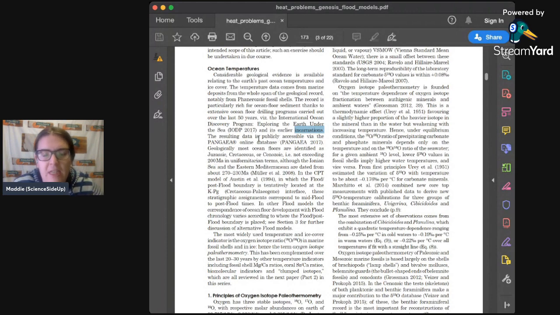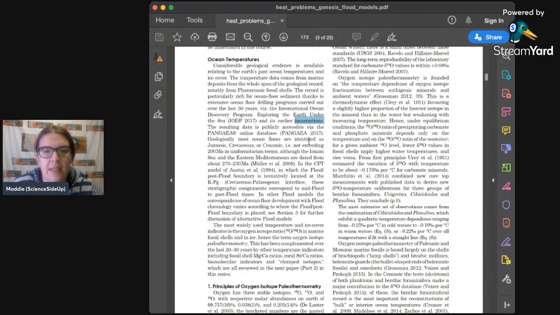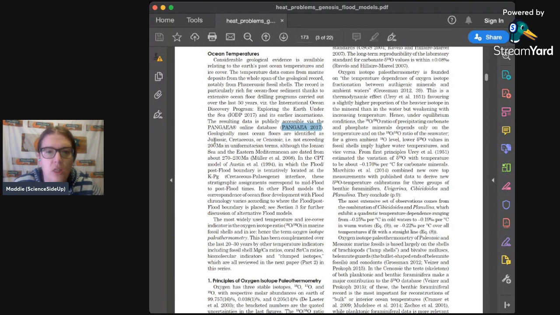"The resulting data is publicly accessible via the Pangea online database." Okay, cool. He did cite, we do have a citation for that. Good. "Geologically, most ocean floors are identified as Jurassic, Cretaceous, or Cenozoic, i.e., not exceeding 200 million years in uniformitarian terms." There's again that uniformitarian term coming in, which is uniquely used in creation literature, right? At least in the modern world. That is not a term I ever heard before I started debunking young Earth creationism and other pseudoscience.